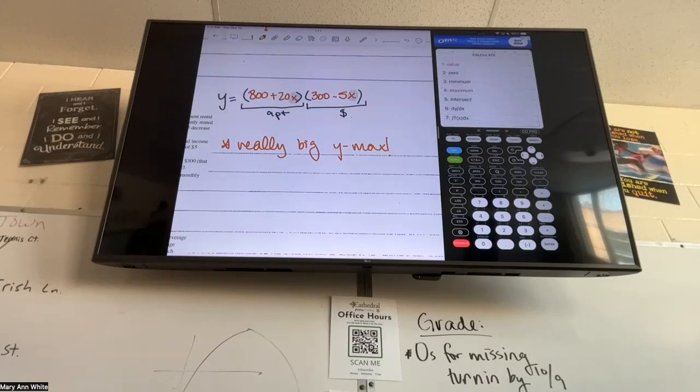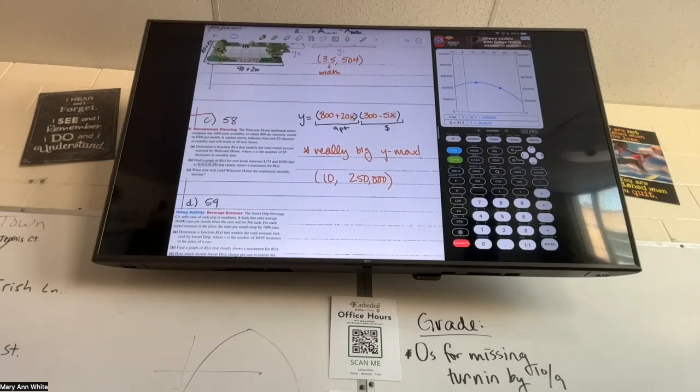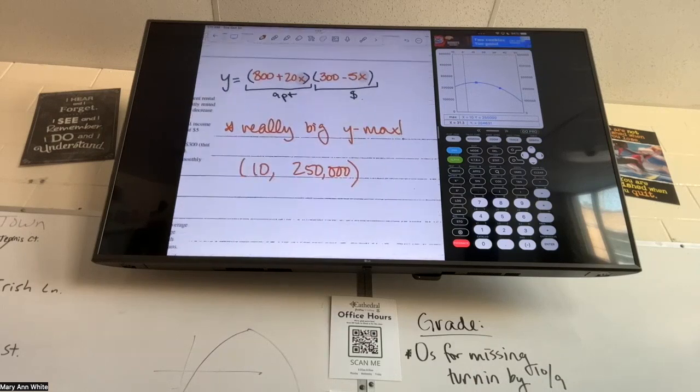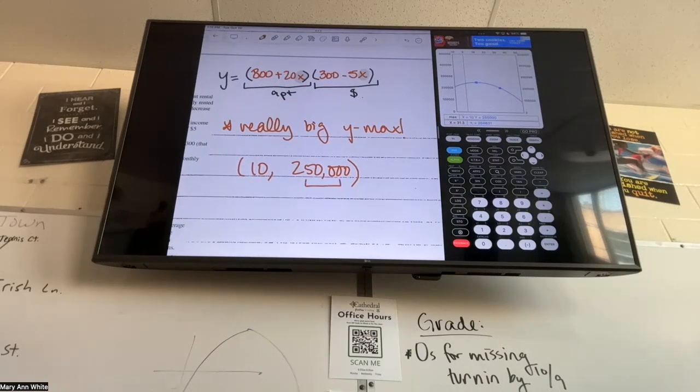Okay, so I'm gonna find that max, second trace maximum, left bound, right bound. My max says it's at 10 and then 250,000. It says, what rent will yield welcome home the maximum monthly income, okay? So the maximum monthly income is 250,000, that's my income. And then 10 is not the rental price, it's how much we're incrementing either up or down. This is our, like I would say, amount of times we minus $5. That's essentially what that is.